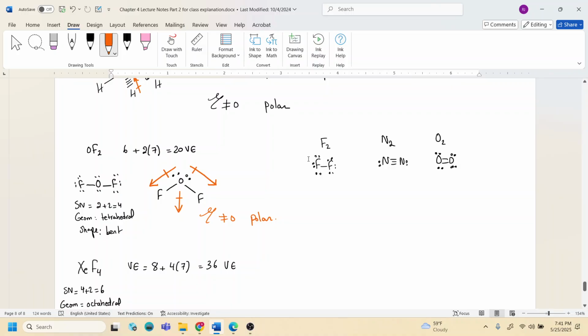Now, for diatomics, you don't have a direction of polarization in there because one of the fluorines will pull this way, the other fluorine will pull another way, so the arrows are going to cancel out. So for all of these diatomics, the dipole moment is equal to zero, so these are going to be nonpolar. So all of them are going to be nonpolar.